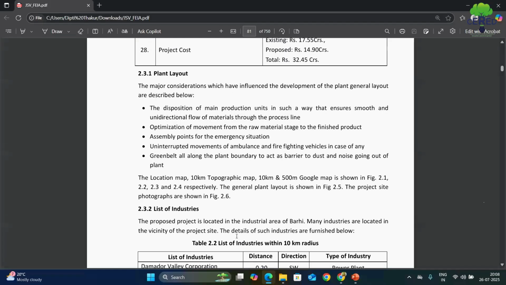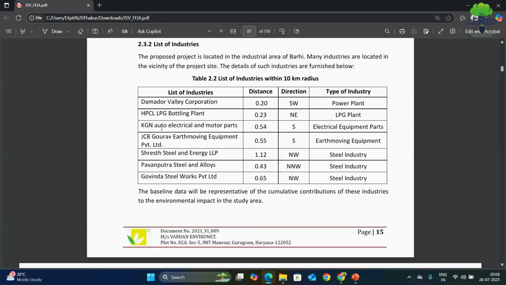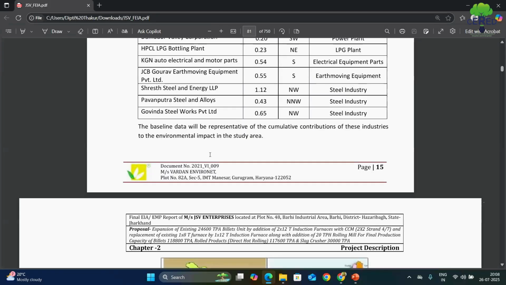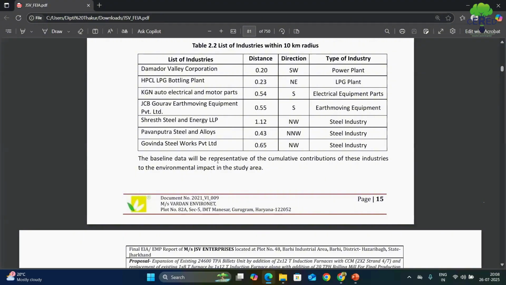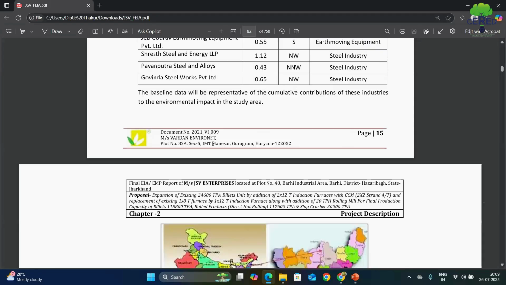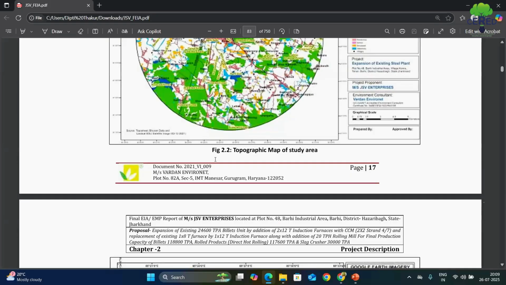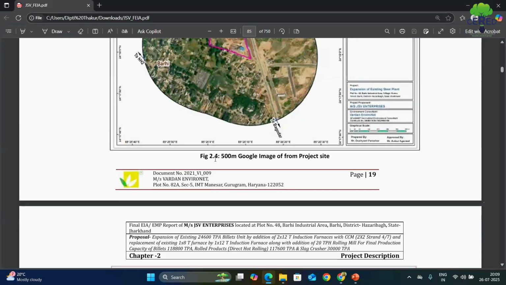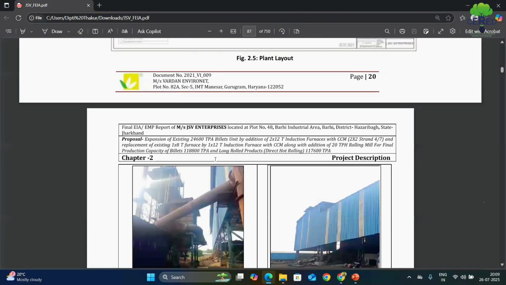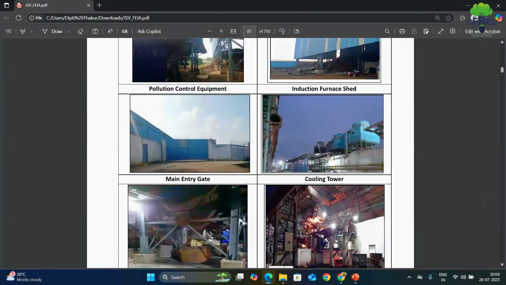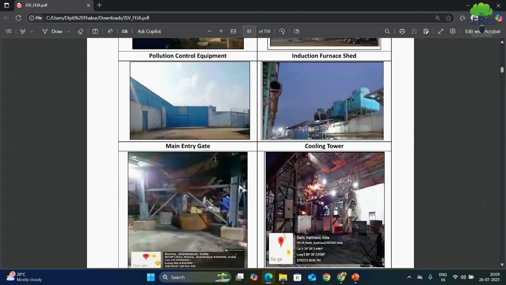Then there is the plant layout point, and the list of industries. The nearby industries placed around the project site are mentioned in the EIA report, because not only your project is responsible for pollution, but the projects installed near your industry also contribute to the pollution or impact. These are the GPS and GIS maps, which are important to better understand the proposed project. We also have to mention the site photographs of the project site.